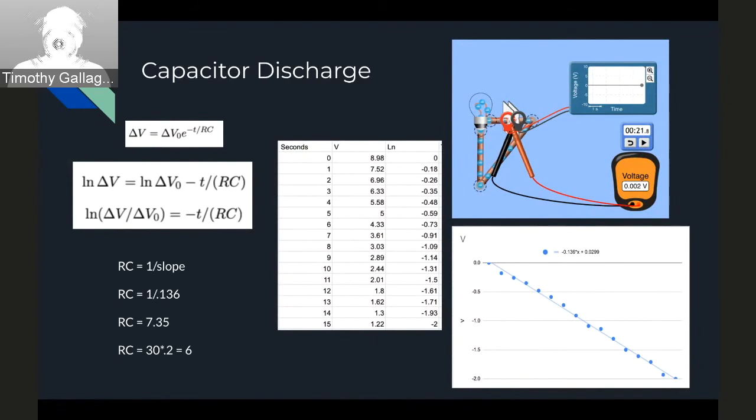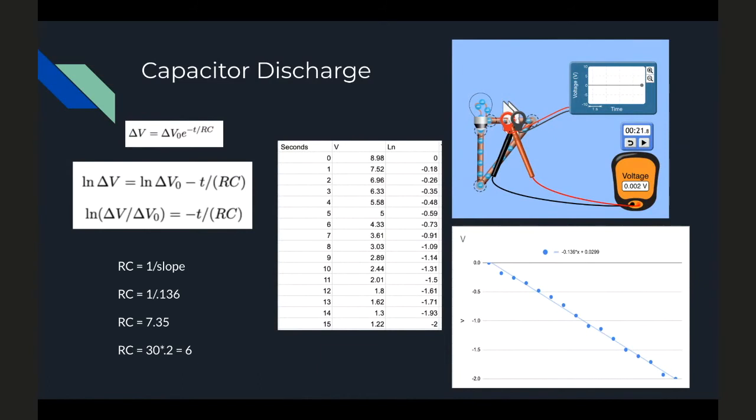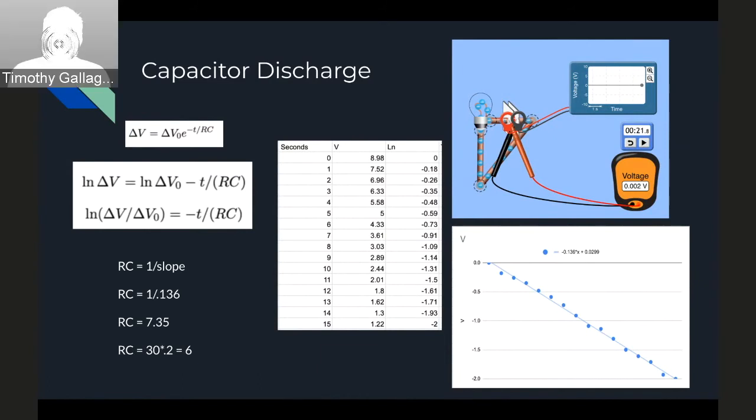Now, graphing the capacitor discharge over time, we find after plotting the natural log of the voltage over V0, we find a slope of negative 0.136. Using the equations, we find the RC constant of 7.35, which is close to the predicted of 6, with the equation seen to the bottom left.